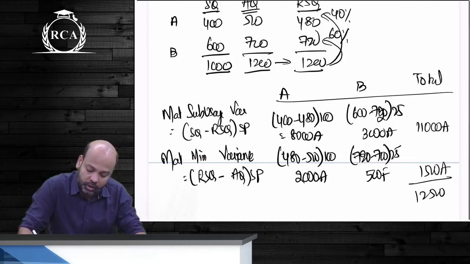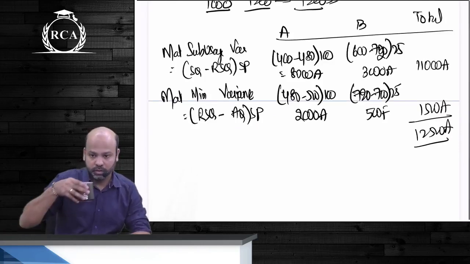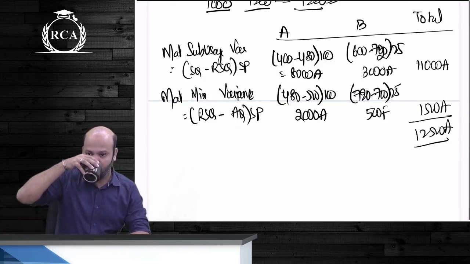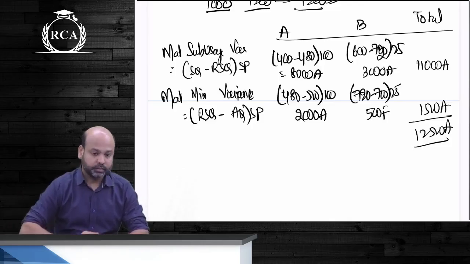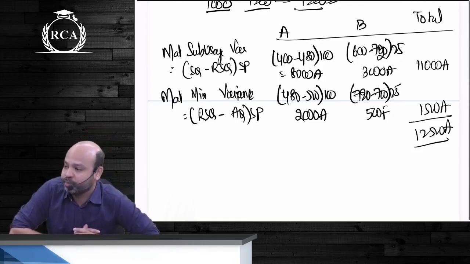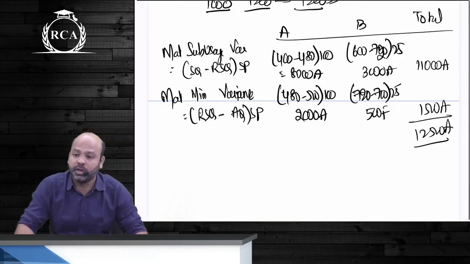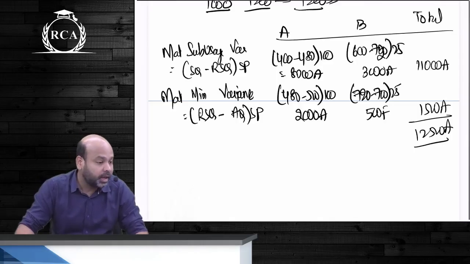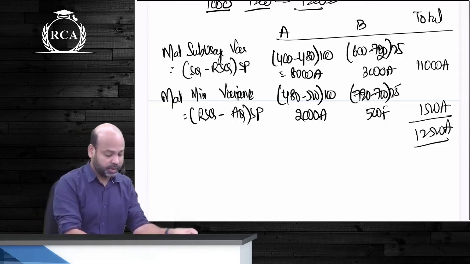Overall total, this will be the answer, guys. Understood, children? The overall variance is 12,500 adverse. Any doubt in this? Are we all clear about this? Quickly go through the formulas. But after some time I'll explain another concept. For now, this is enough.